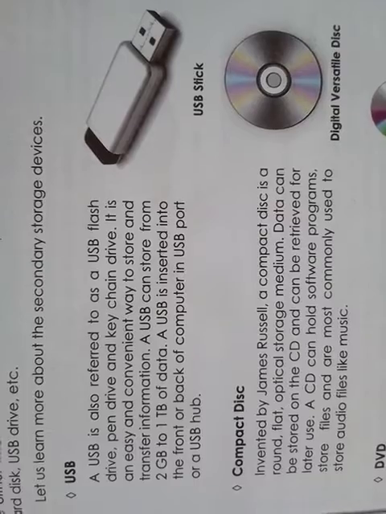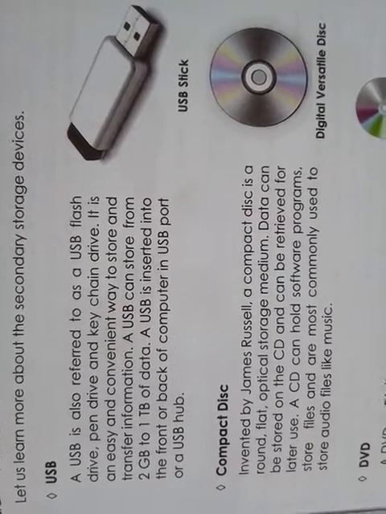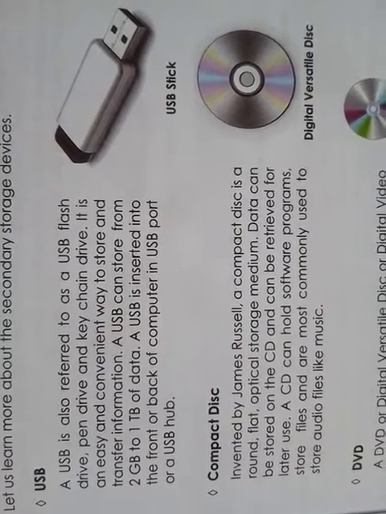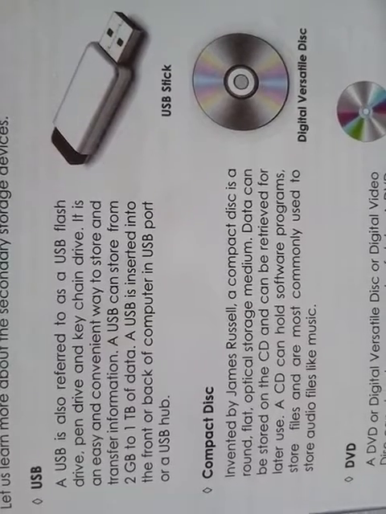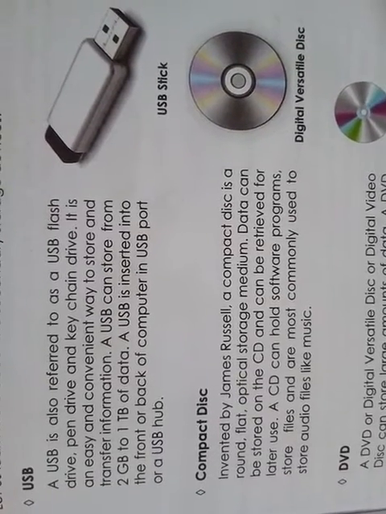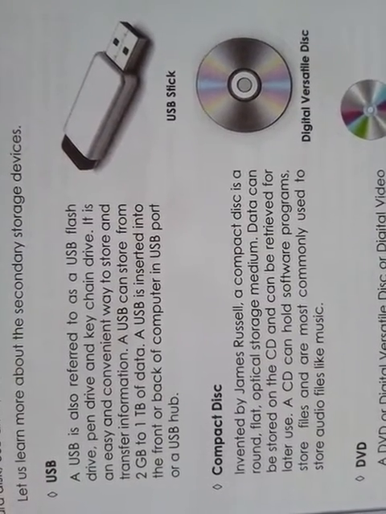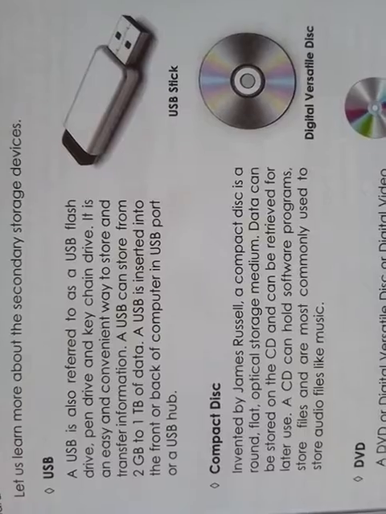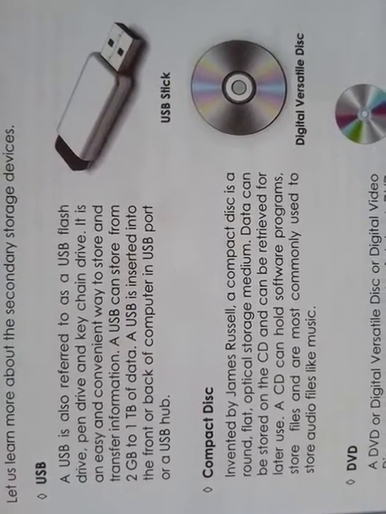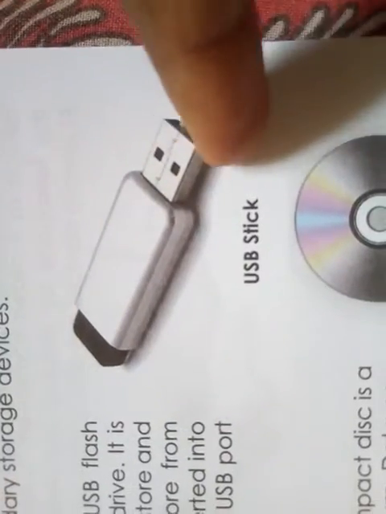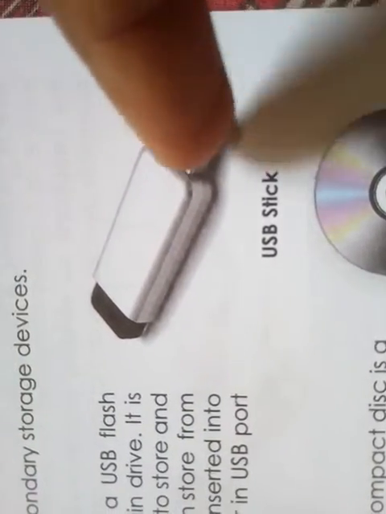The first secondary storage device is the USB stick, which means pen drives. USB stands for Universal Serial Bus. A USB is also referred to as a USB flash drive, pen drive, and keychain drive. It is an easy and convenient way to store and transfer information. A USB can store from 2 GB to 1 TB of data. A USB is inserted into the front or back of the computer in a USB port or USB hub. This is a USB port.